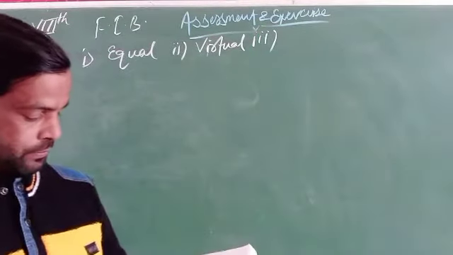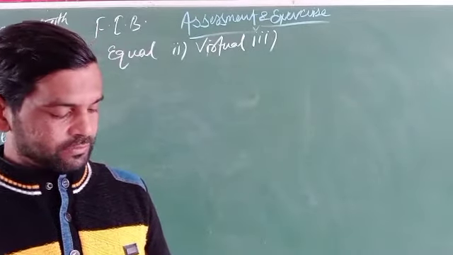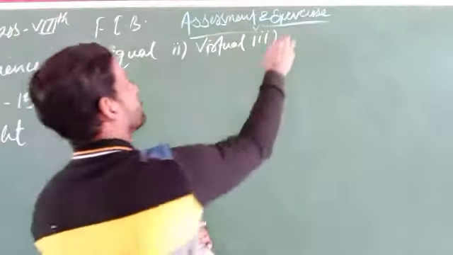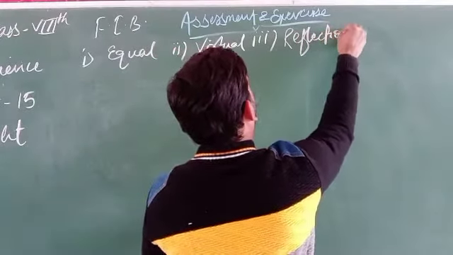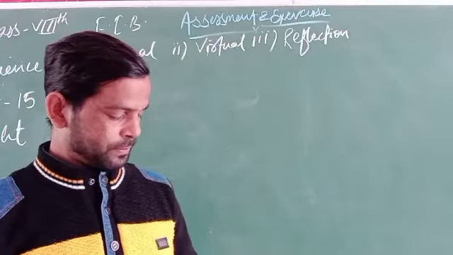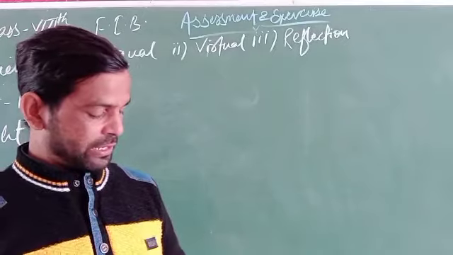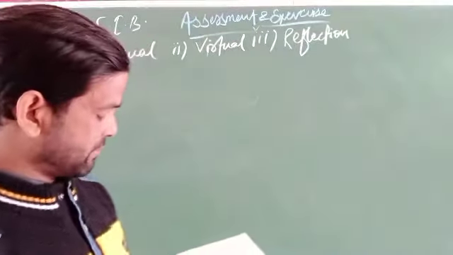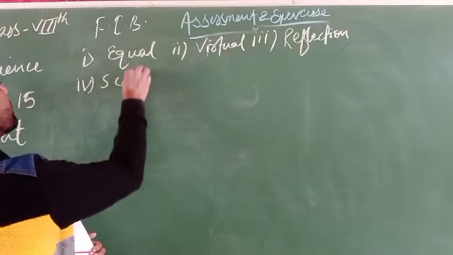Third one: bouncing back of light after striking the surface, in the same medium, is called reflection. Next one, question number 4: the phenomenon of splitting of white light into the 7 different colors is termed as scattering of light.